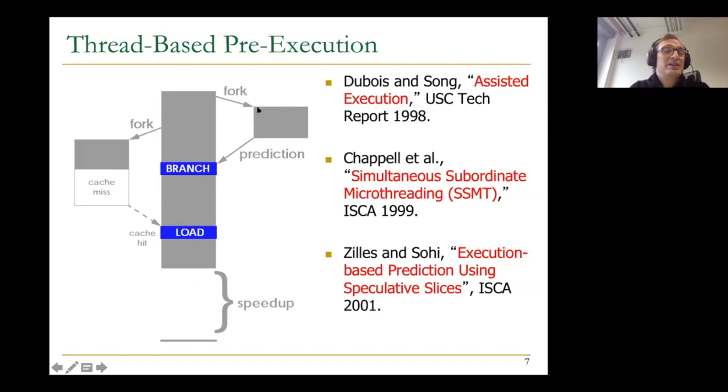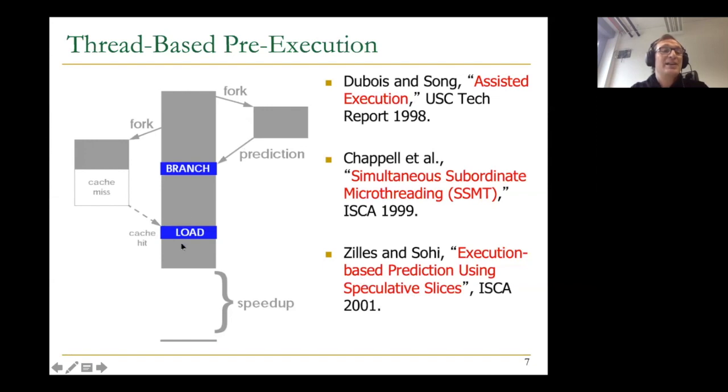They're acting as service threads that provide some prediction, for example, for a branch that is hard to predict, or for a load that keeps missing in the cache and the prefetchers may not be working well for them, right? So you can see this is a nice picture, and this picture is taken from this last paper, which is a nice paper that I will briefly discuss later on. It's called Execution-Based Prediction Using Speculative Slices.